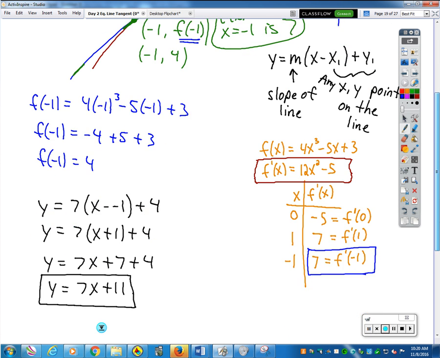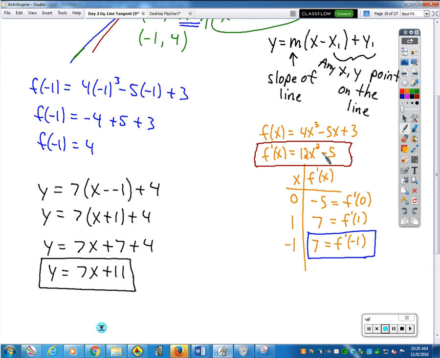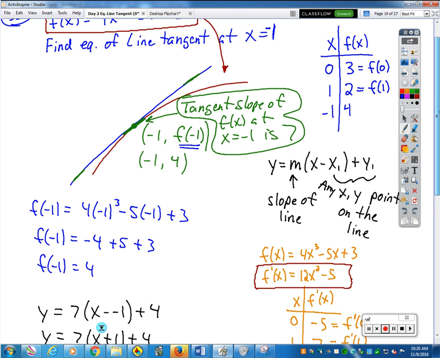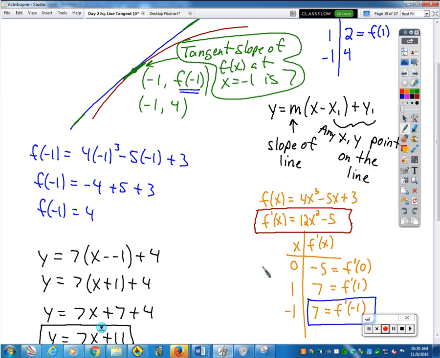We found the derivative. We plugged in the point we want, which is negative 1. So f prime of negative 1 is 7, which means back here on this picture, the tangent slope of f at x equals negative 1 is 7. That came from using the derivative down here. Okay, does that make sense?